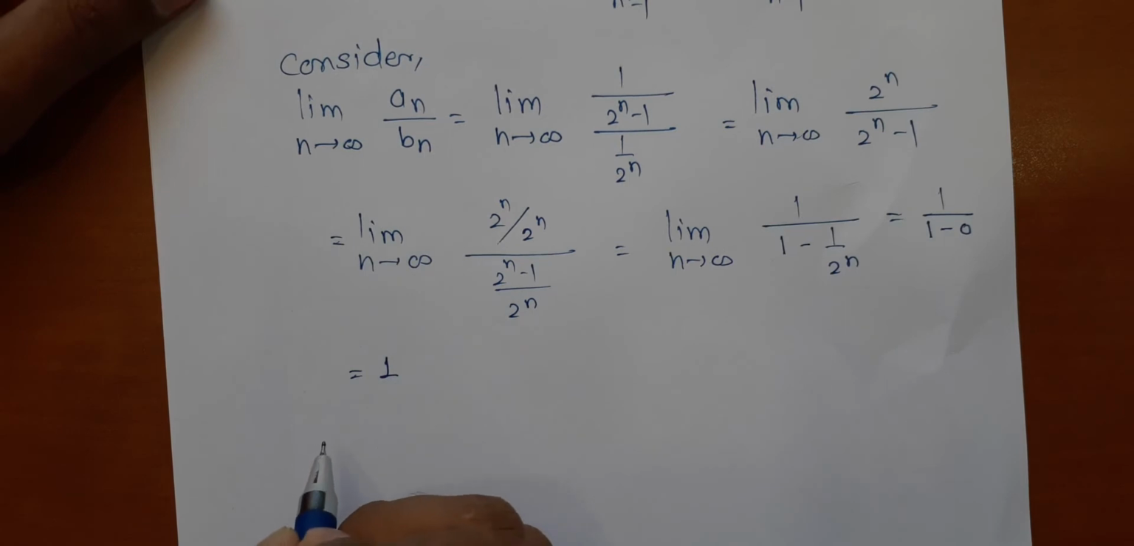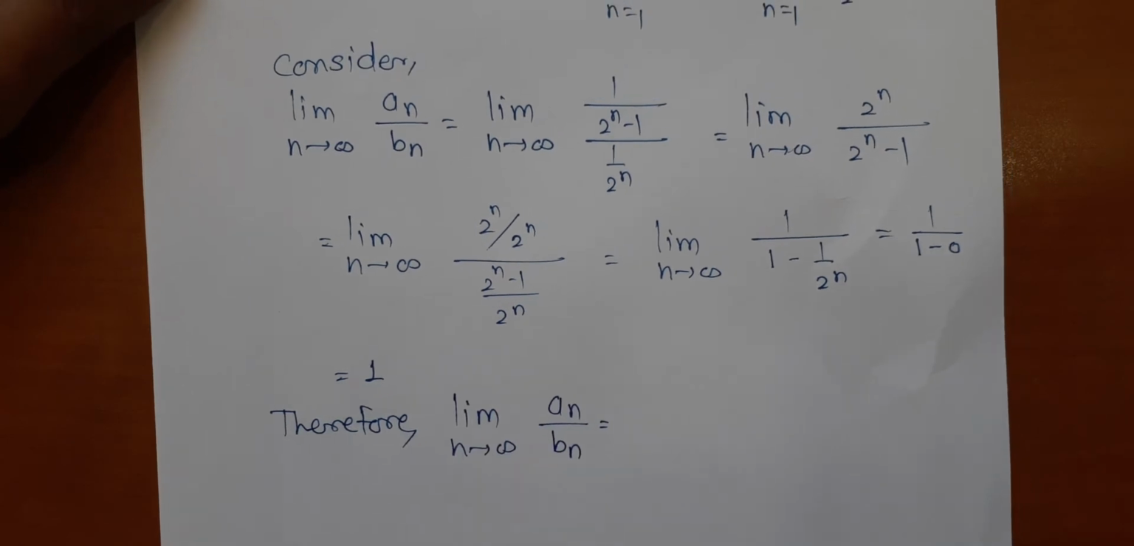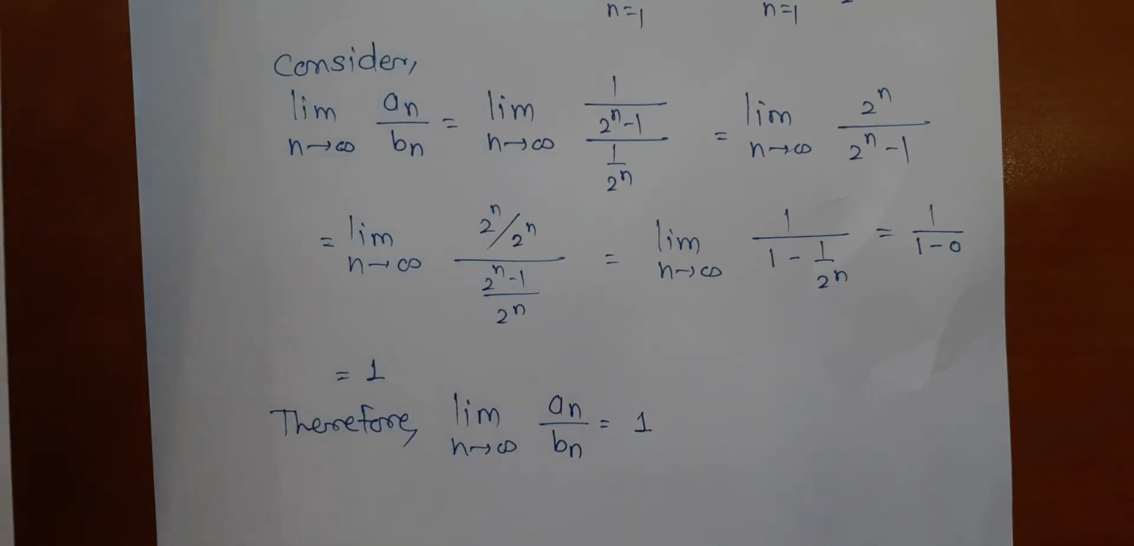Okay, so I will rewrite this thing again. Therefore, the limit as n tends to infinity of a_n upon b_n is equal to 1. Now I will show you the series limit comparison test again. Okay, so I'm showing you the test.